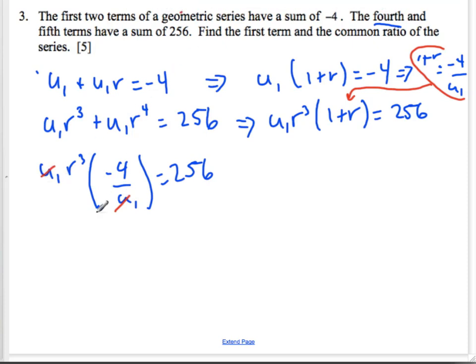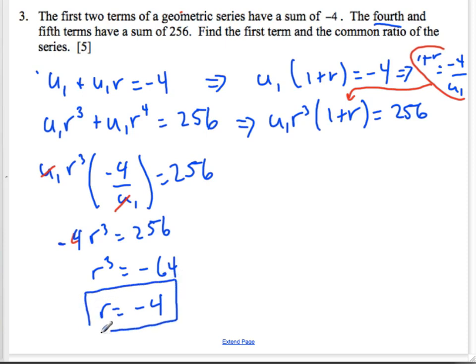And so I have, let's go to blue, -4 r cubed equals 256. r cubed is -64. And so r, take the cube root, is -4. Here's my r value. That's the common ratio.